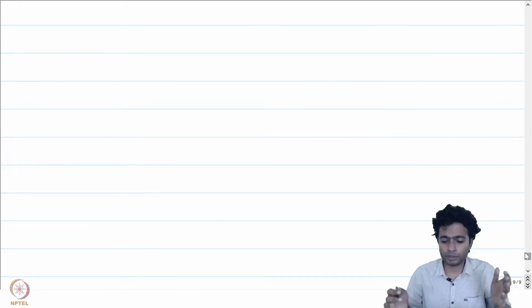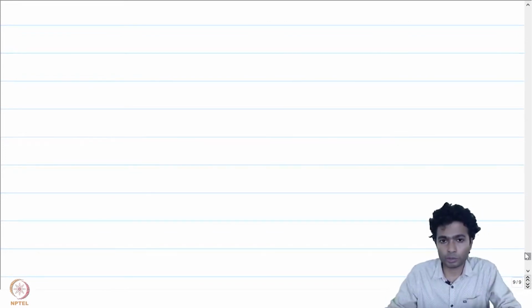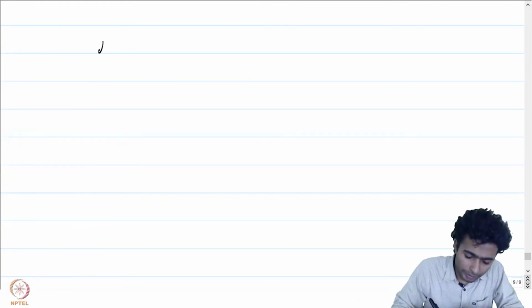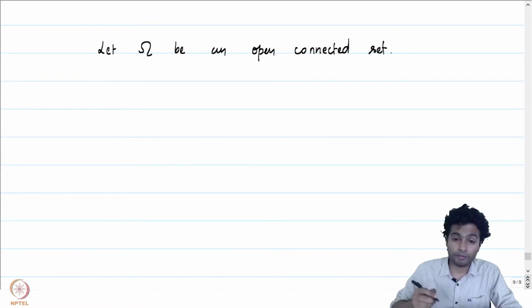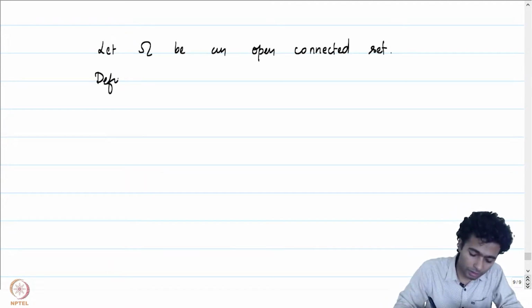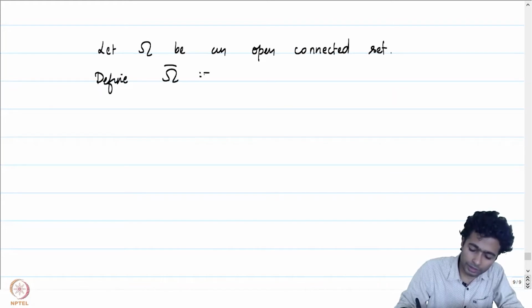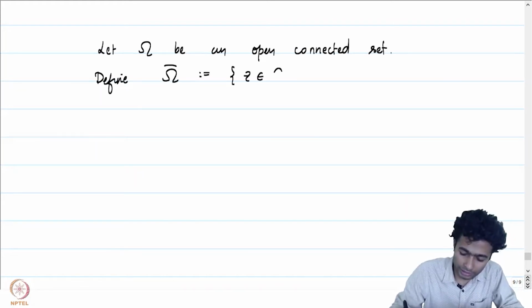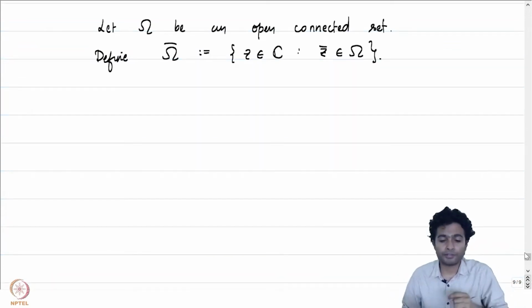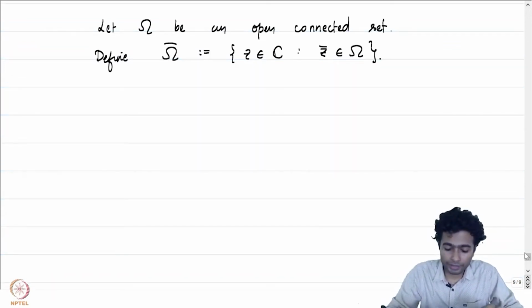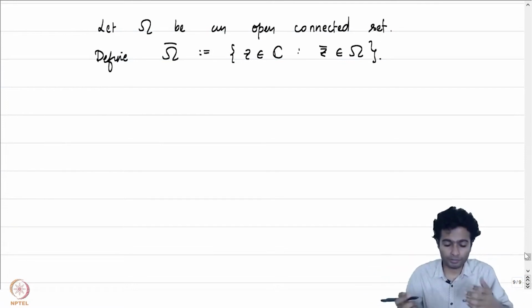So, let us try to set up the circumstances where we can indeed talk about such an extension. Let omega be an open connected set. And we will define omega bar to be the set of all those points z in the complex plane such that the conjugate of z belongs to omega. If we have a function f which is holomorphic on omega, you can get a corresponding function defined on omega bar which is holomorphic as well.